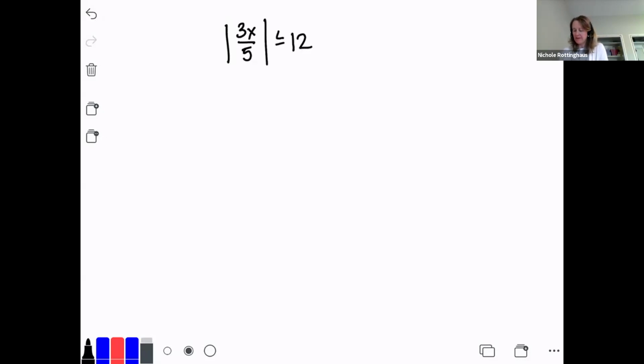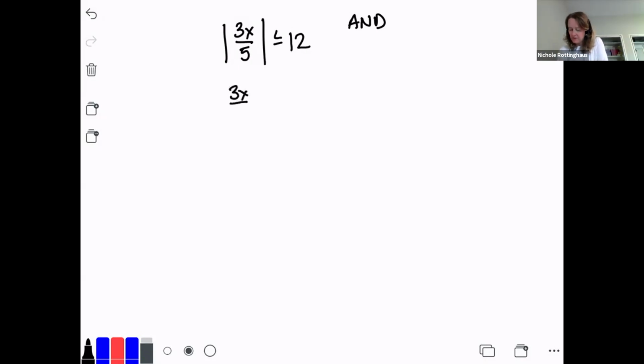Okay, so the absolute value of the quantity 3x over 5 is less than or equal to 12. So absolute value is by itself. I'm at a point where I'm ready to split my inequality into 2 separate inequalities. So I need to think about, is this an and or an or? It's a less than. The distance is less than, the distance is small. So this is an and. When I say the distance is small, I mean the distance is close to 0. So it's going to be hovering around 0. So this is an and.